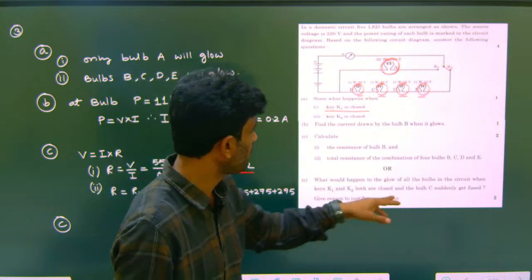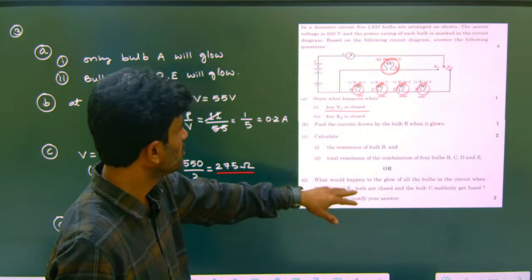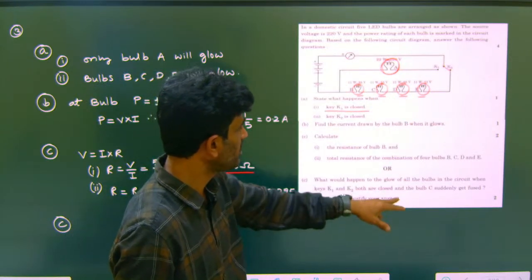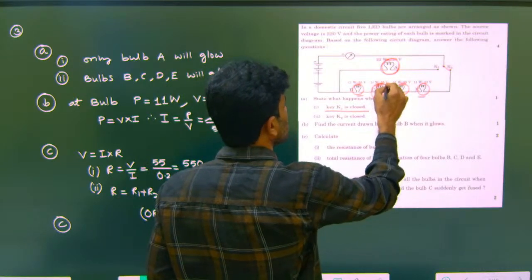But suddenly bulb C gets fused. Here, K1, K2, when both are closed, all will glow. But what happened here? Bulb C is fused, which means it is damaged, it is not working.